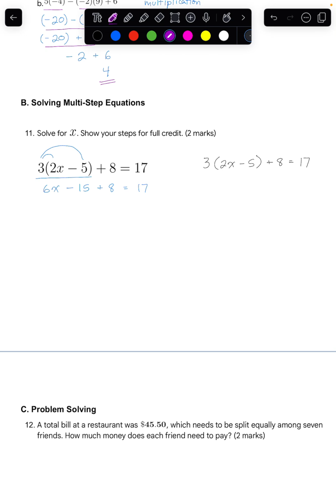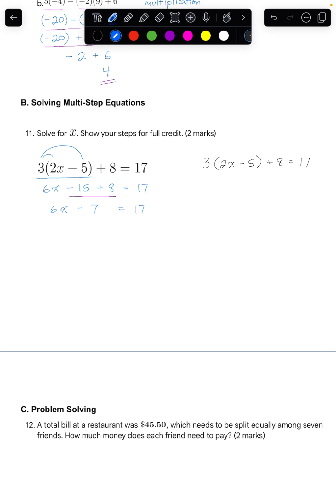We now have these two constants. We can simplify this. So to do that, negative 15 plus 8, and we get 6x minus 7 equals 17. So 6x minus 7 is equal to 17.